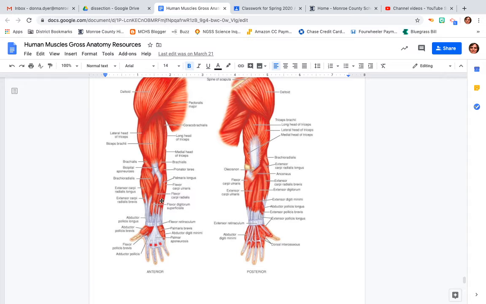And then, of course, you have your flexor carpi radialis, which is that third one of the three here. It's the most medial one, but you don't have to know it.